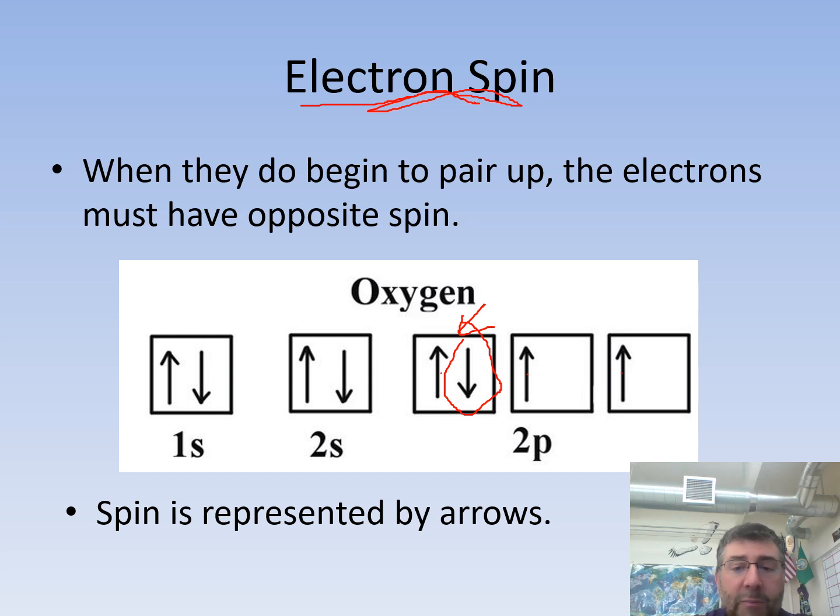When they are not paired up, we show them having the same spin, and we represent that with arrow up first. So you put your first arrows in all up, and then as we begin pairing them up, we start to put the second arrow in pointing down. So that's the third rule. That's called the Pauli exclusion principle.